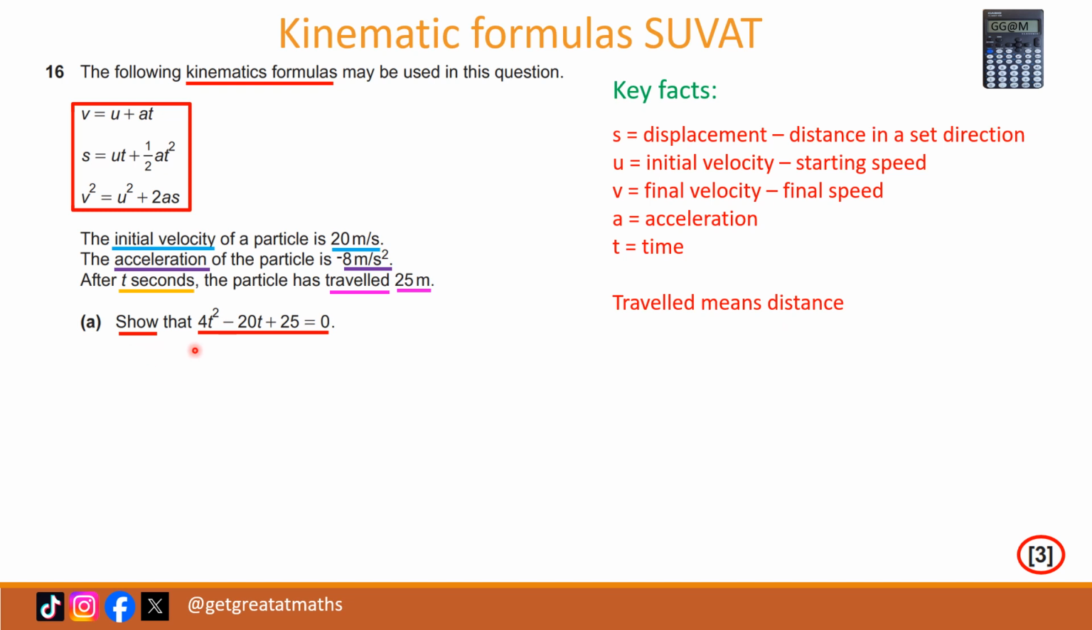So we've got to show this equation here, and we've got to use one of these 3 equations and the information that is given in the question to show this. This is worth 3 marks. It's quite a tricky question. Press pause, have a go at the question, then press play when you're ready to hear the answer.